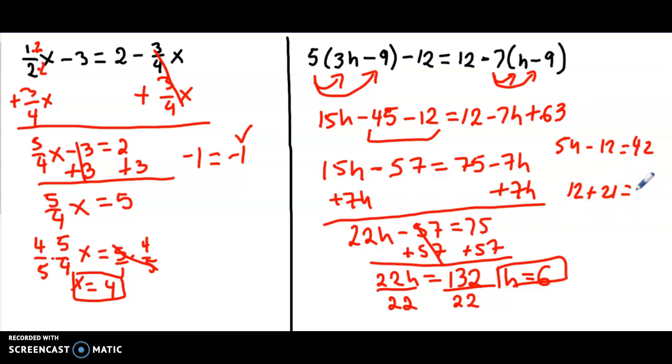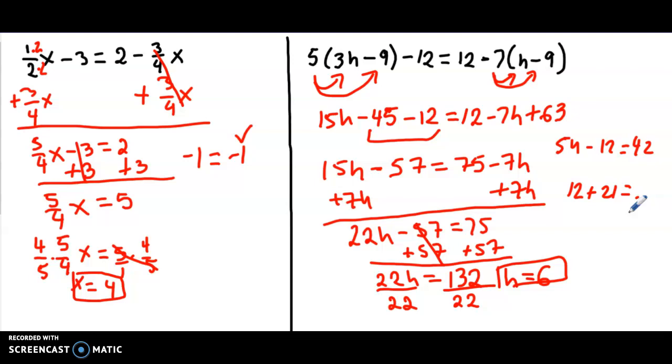33. There's something wrong here. What is wrong? Let me go back and check. 18 minus 9, 9, 54 minus 12, 42. The first one looks good. Let me check the second again. 6 minus 9 is negative 3. Negative 3 times negative 7 is positive 21. It's 33. Where did we go wrong? 63, 15 minus 57, 75 minus 7h. I'm checking my work one more time.